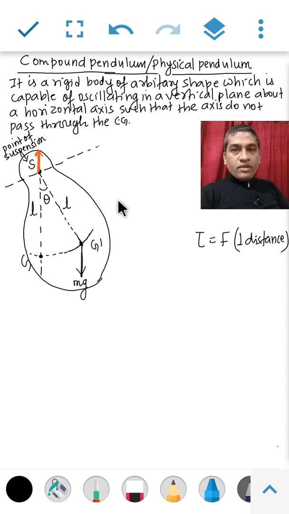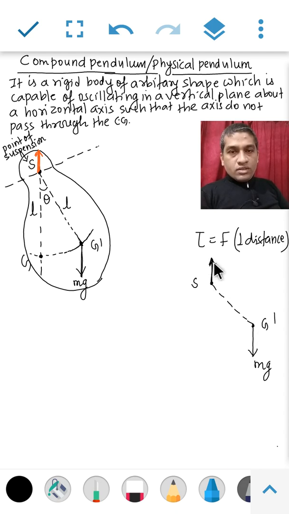So let me draw over here. This is point S. So this is G dash, the displaced position of CG. So we have force mg acting vertically downward direction. Now we have two forces. One is the reaction force acting in vertically upward direction, and next, mg acting vertically downward direction.